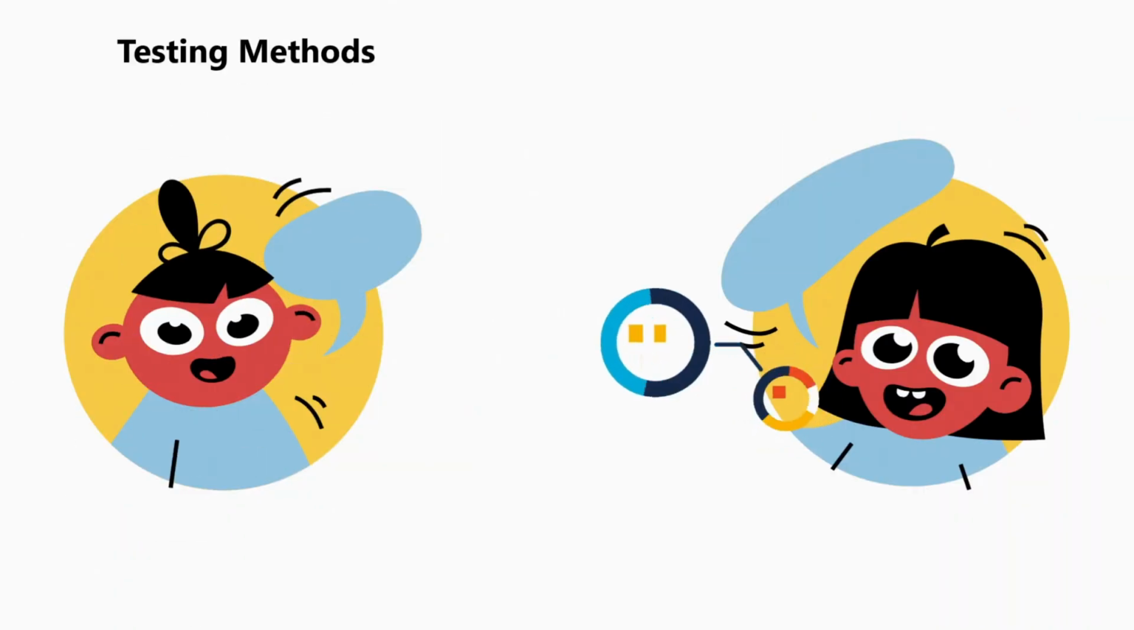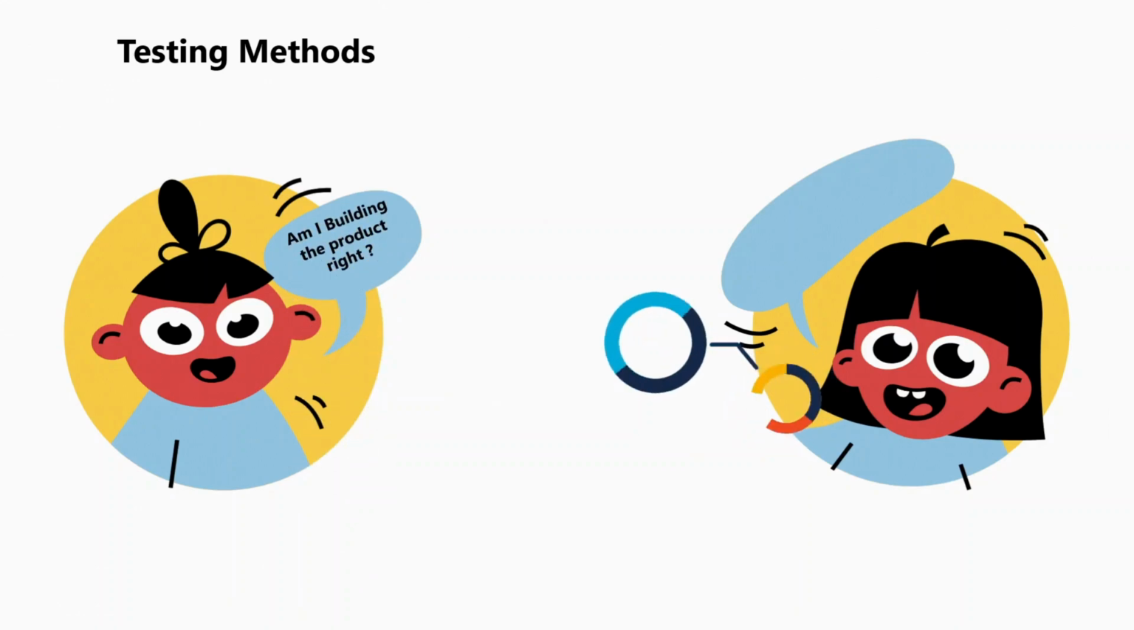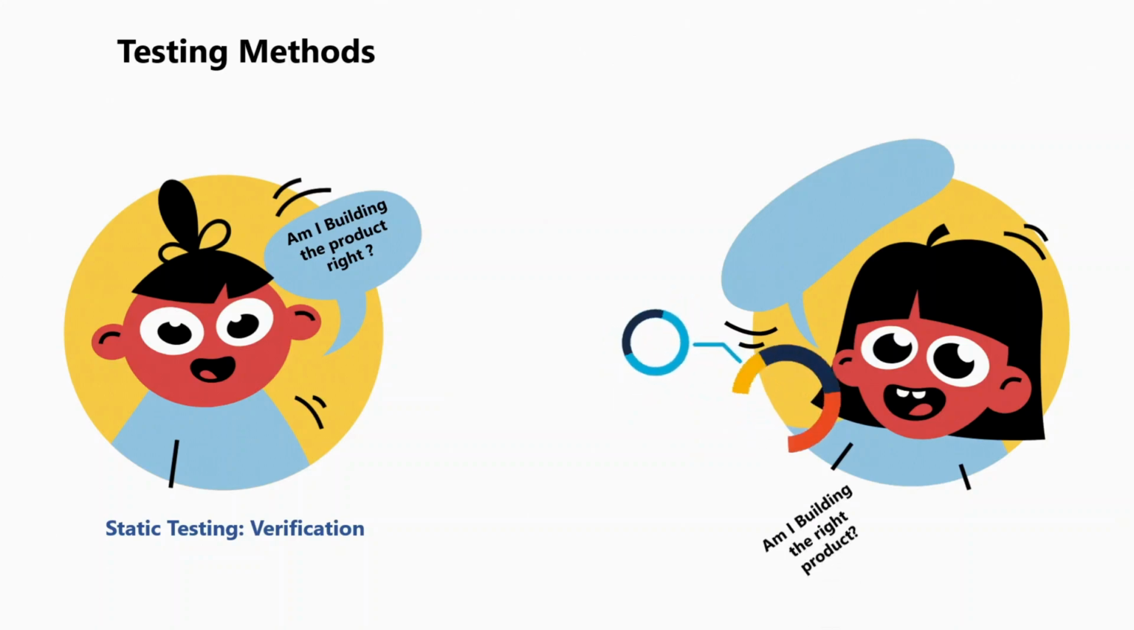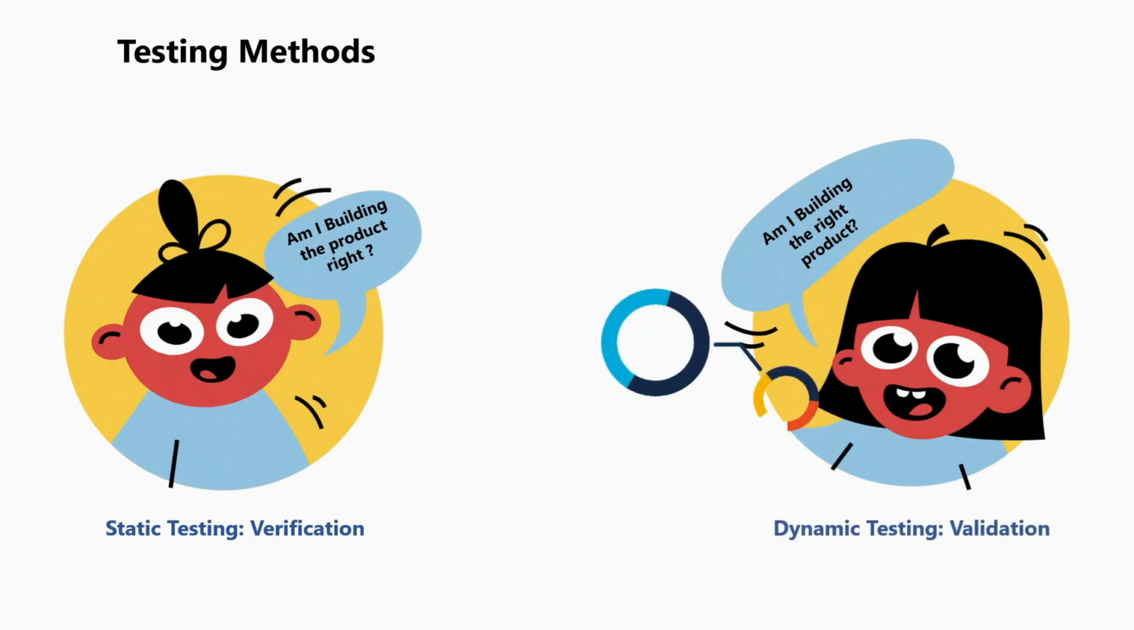Testing methods. The testing methods are the two most widely used and confused concepts. Let us take the first method that answers the question of am I building the product right, and is called verification or static testing method. Verification is a static method of checking documents and files. Taking a look at the second method, addressing the question of am I building the right product, and is called validation or dynamic testing method. Validation is a dynamic process of testing the real product.